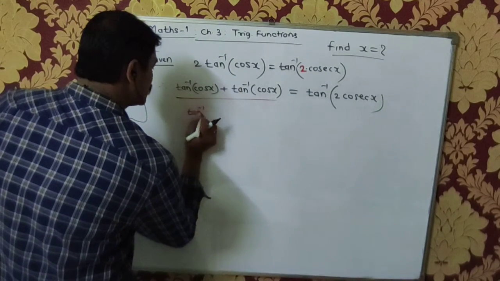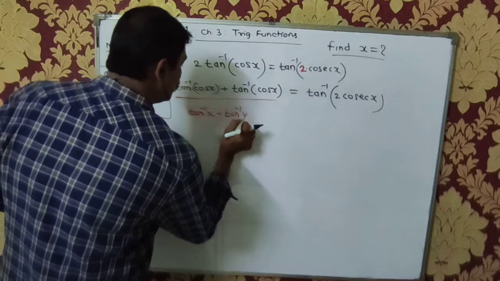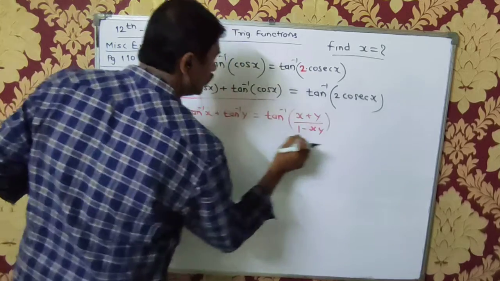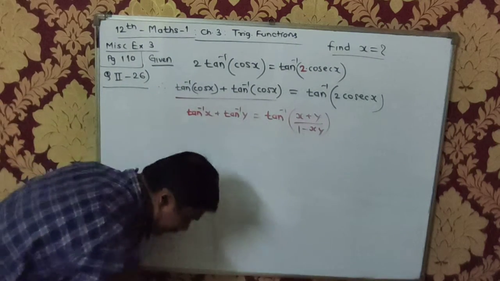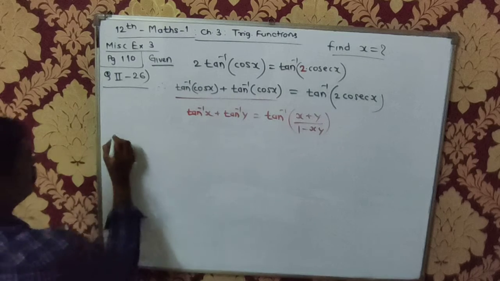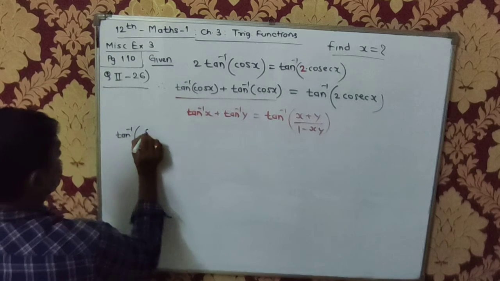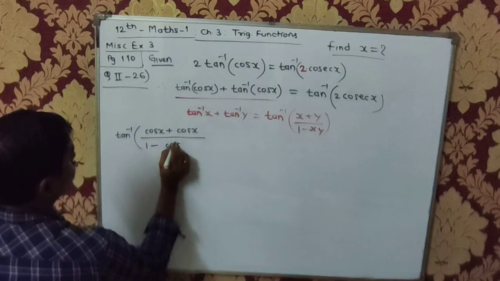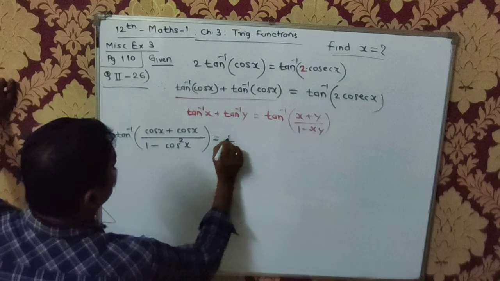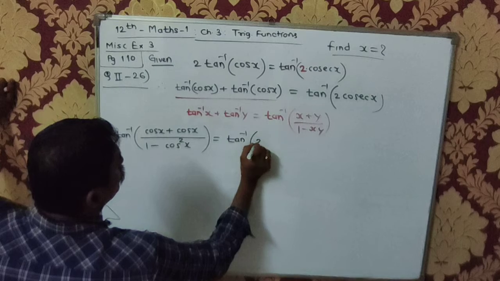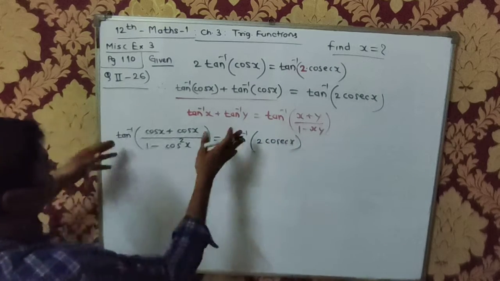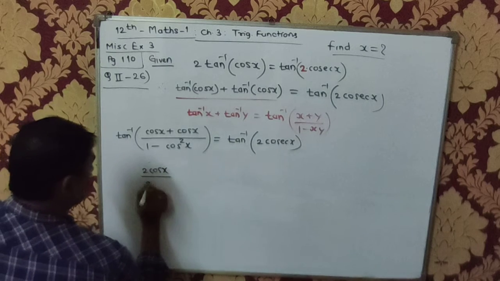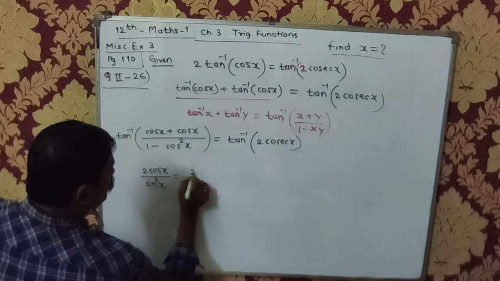Tan inverse x plus tan inverse of y is equal to tan inverse of (x plus y) upon (1 minus xy). ये फॉर्मूला यहाँ पर अगर यूज करते हैं तो वो भी कहते हैं इसमें tan inverse of cos x plus cos x upon 1 minus cos square x is equal to tan inverse of 2 cosec x. ये दोनों तरफ का tan inverse उड़ा दो तो बनेगा 2 cos x upon 1 minus cos square x, is sin square x, is equal to 2 cosec x, is 1 upon sin x.